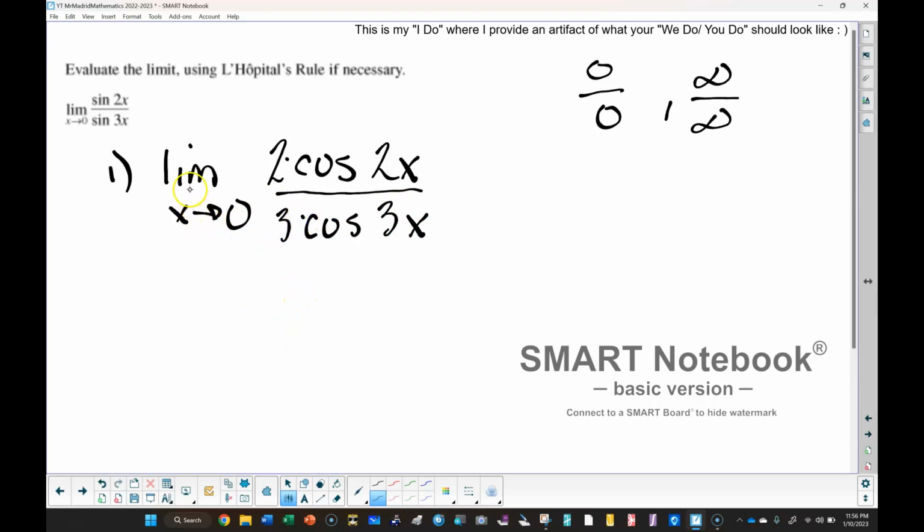Now I can take the limit. That's the beauty of this rule: it says I can find the limit exactly in this way. Now I'm going to plug in this 0. Cosine of 2 times 0 is cosine of 0, and cosine of 0 is 1, so I've got 2 times 1. Here I have 3 times cosine of 3 times 0, or cosine of 0, which is also 1, so 3 times 1. And we have our limit.